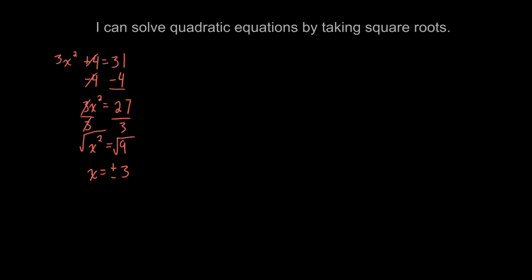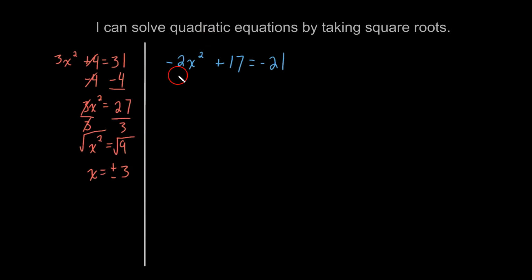So that is our first example. Let's look at another one here. So we're given negative 2x squared plus 17 equals negative 21. And again, we're going to solve for x. So we're going to subtract 17 right away, which will give us negative 2x squared equals negative 38. And now we're going to divide by negative 2 and divide by negative 2, which will give us x squared equals 19.